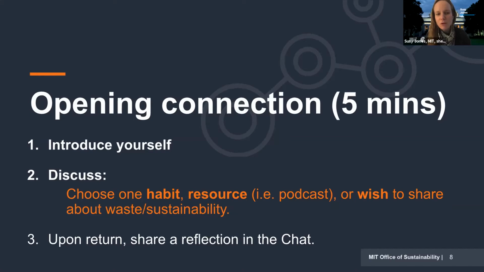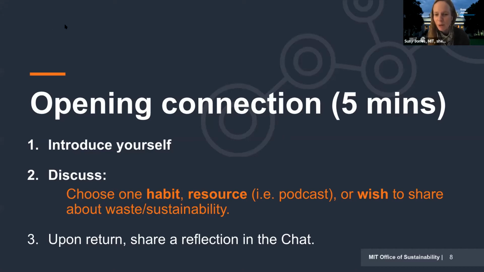So we're going to put folks into small groups in a moment. We're going to give you 5-6-ish minutes to talk. So just introduce yourself, maybe say whether you're a student or a researcher or faculty or staff, and then maybe offer one habit. So that could be, hey, I save my avocado pits and I plant them. A resource, so maybe a podcast you listen to or an article you read, or a wish that you might want to share about waste or sustainability.